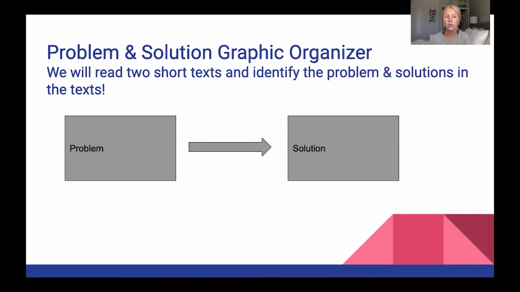So I want you to draw two of these graphic organizers on your piece of paper, one for each text. This is super simple. We're just going to draw one box with an arrow pointing to another box. The box on the left has problem, the box on the right has solution. And then draw another one of those. And as I am reading the text, I want you to fill in these graphic organizers. So take a moment to pause the video if you need to and draw your graphic organizers on your piece of paper.